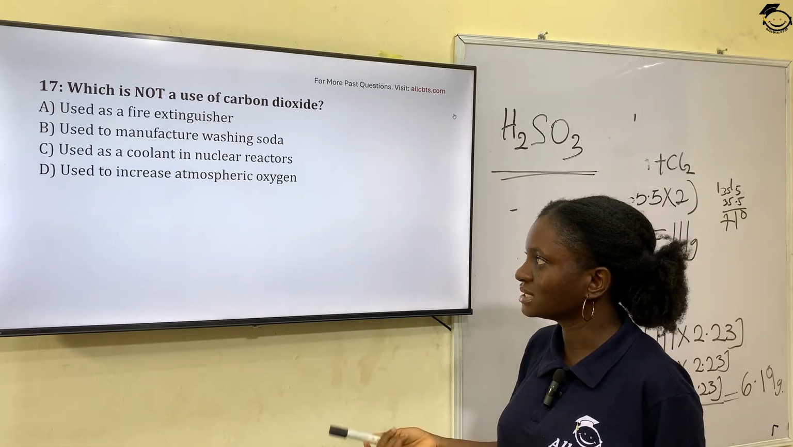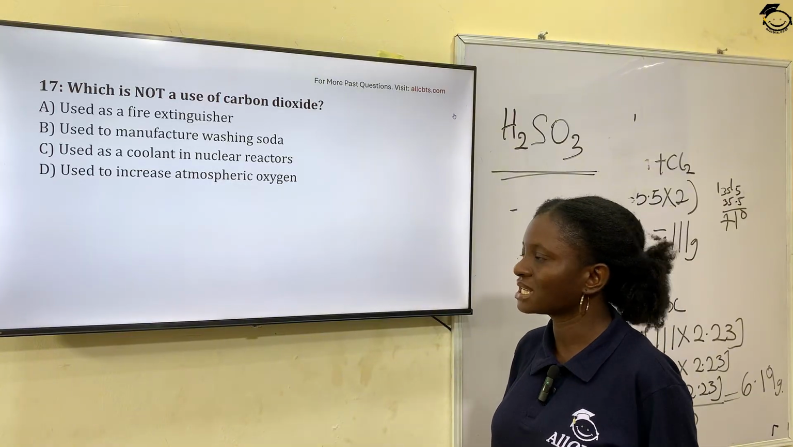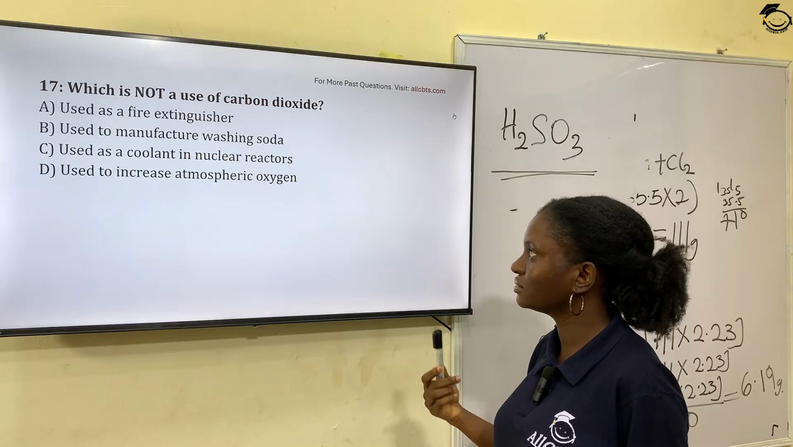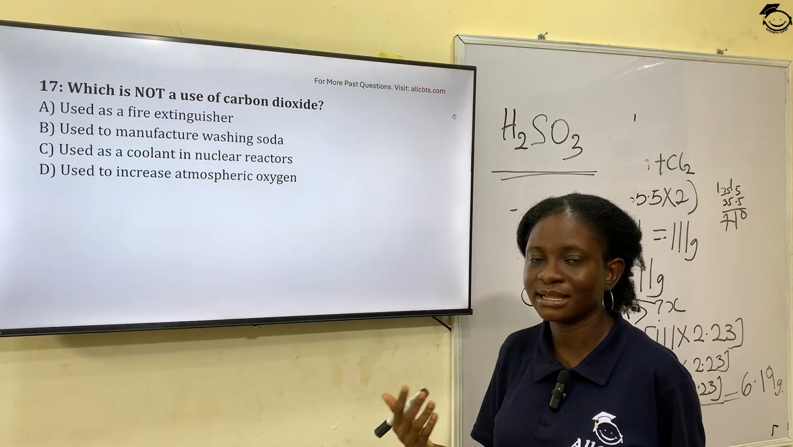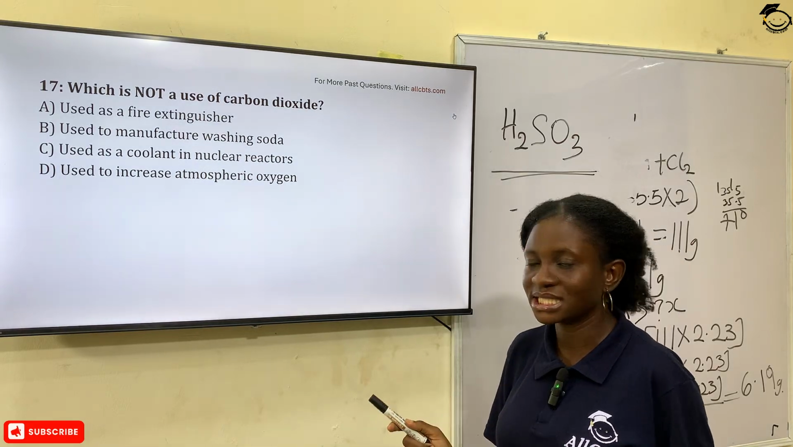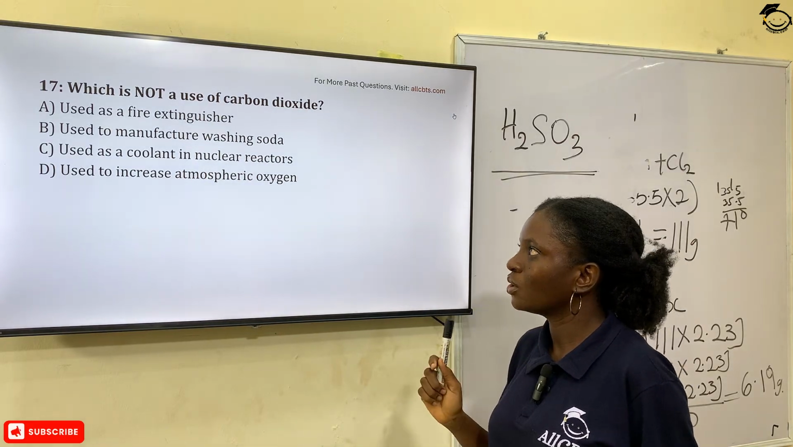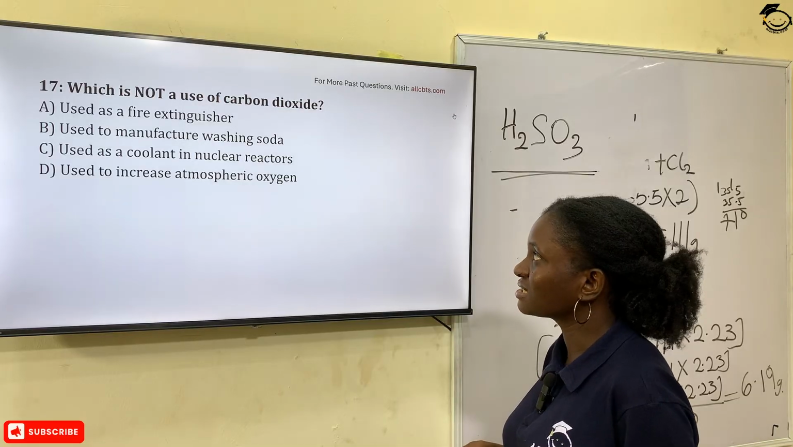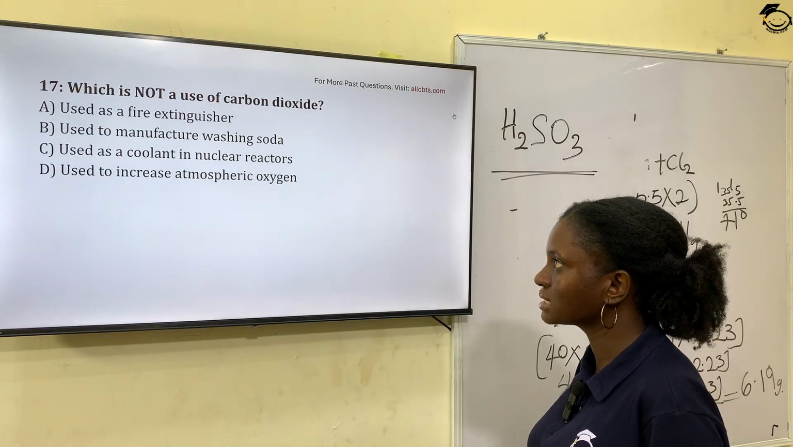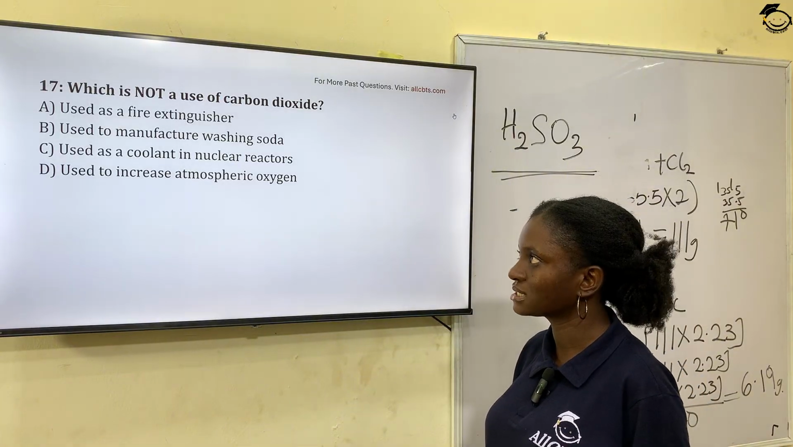If we look at option D, used to increase atmospheric oxygen, carbon dioxide does not have anything to do with oxygen. That makes option D the correct answer. Carbon dioxide is not used to increase atmospheric oxygen. Option D is the correct answer.